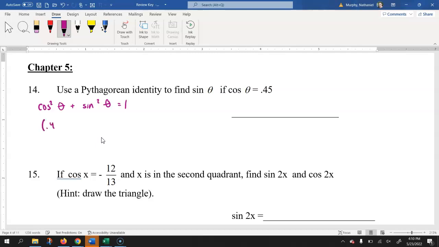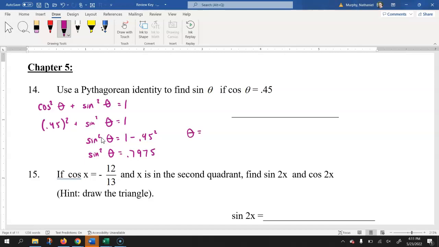So we would have 0.45 squared plus sine squared theta equals 1. So if I want to solve for sine, I would say sine squared theta equals 1 minus 0.45 squared. You can do that in two separate pieces, or if you want to do that in one step, we end up getting that sine squared of theta equals 0.7975.